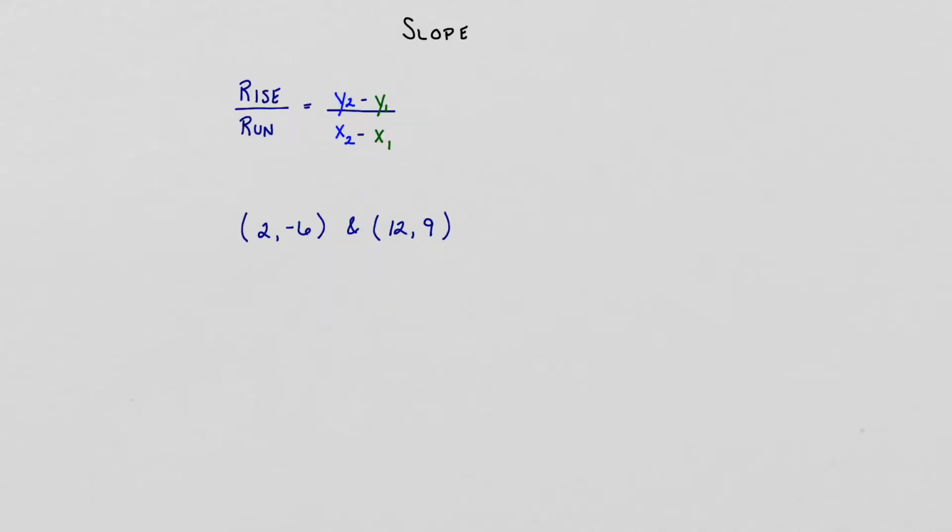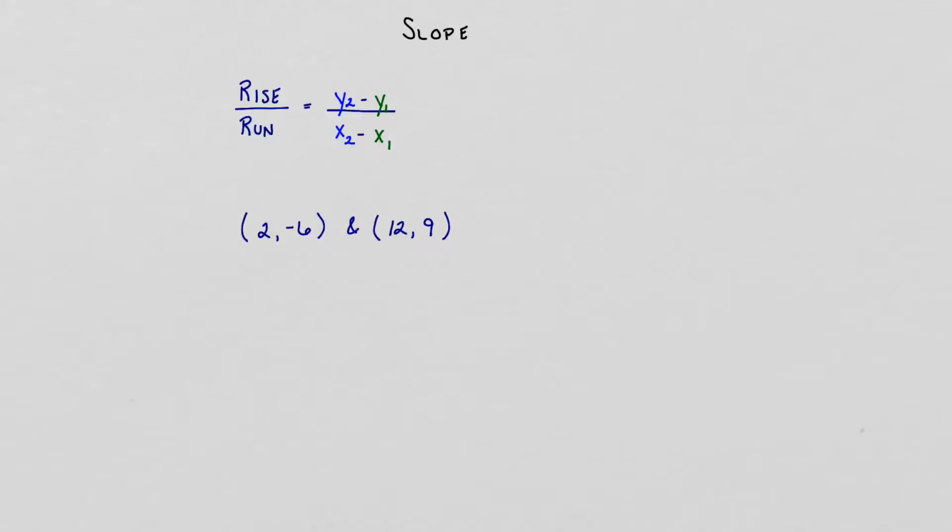Going a little more deeply into slope, we have a formula where it's going to be y2 minus y1 all over x2 minus x1. Those subscripts of 2 and 1 indicate the second coordinate point and the first coordinate point. What I also want to stress is you get to choose which one you want to be the second coordinate point and which one you want to be the first coordinate point.